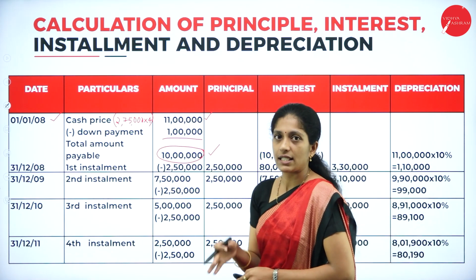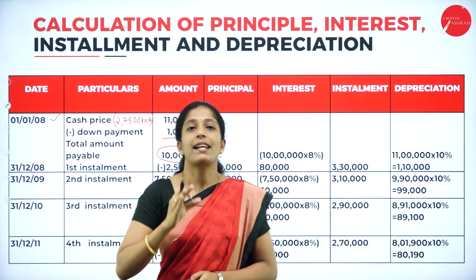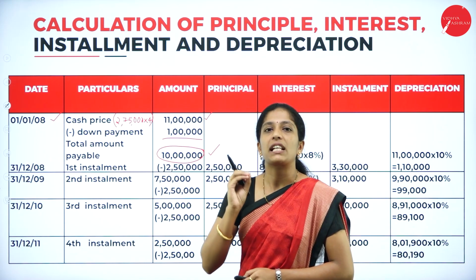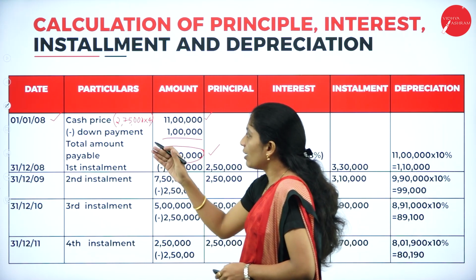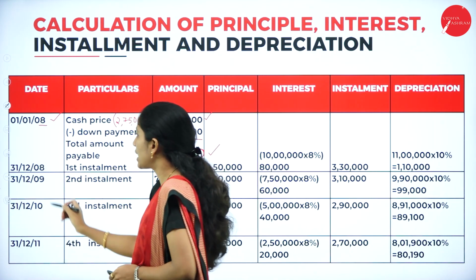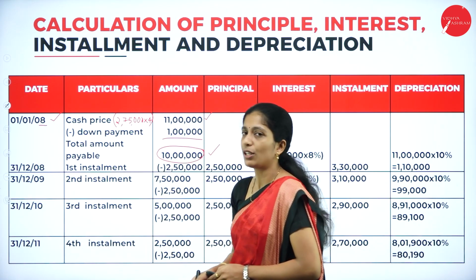Now go through the first installment. When is it paid? This 10 lakh has to be paid in 4 equal installments at the end of each year, that is on 31st December each year. Now we have purchased the asset in 2008. The end of 2008 is 31st December 2008.